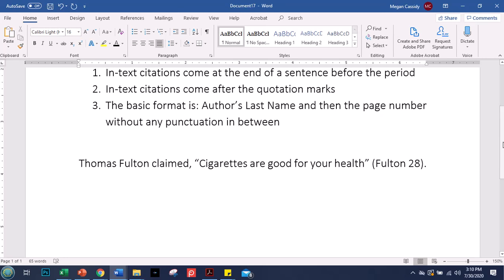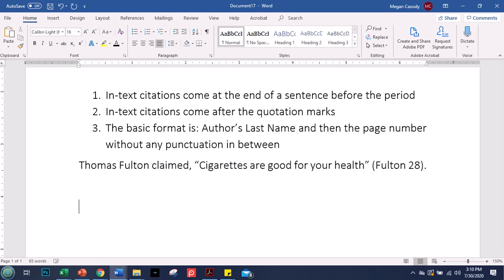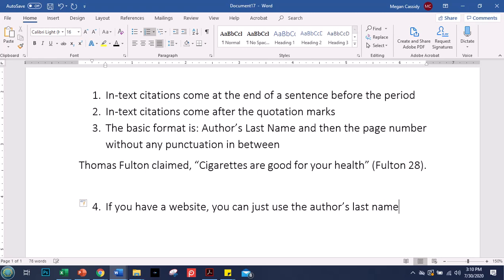Now, you might be asking yourself, Professor Hall, a lot of my stuff I'm finding online and it doesn't have a page number. So, if you have a website, you can just use the author's last name. Now, some professors might combine formats.